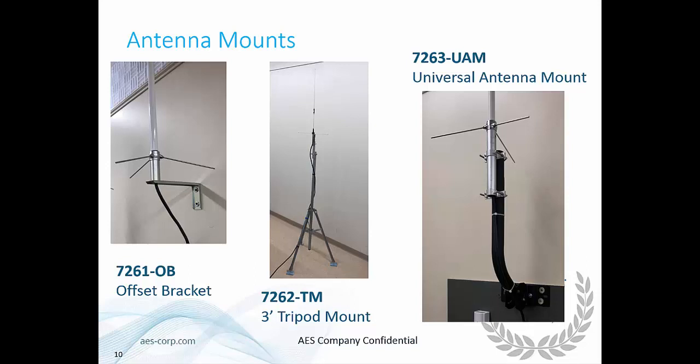Next, we have our 3-foot tripod mount, which you can use for mounting on the top of a roof or any flat location. And next we have our universal antenna mount, which is a very secure way of mounting the AES antennas. This is often used for mounting satellite dishes on the top of people's homes.